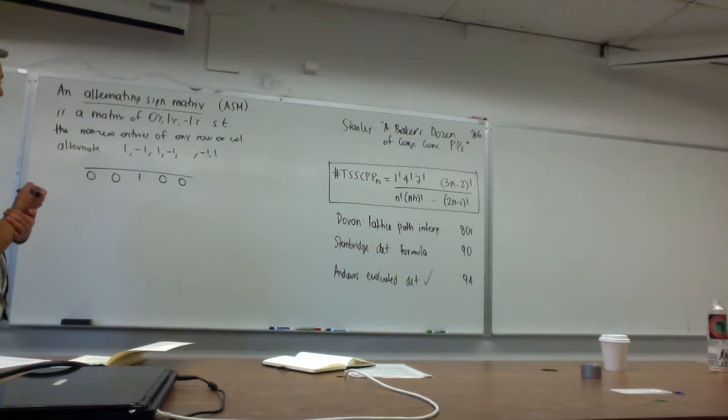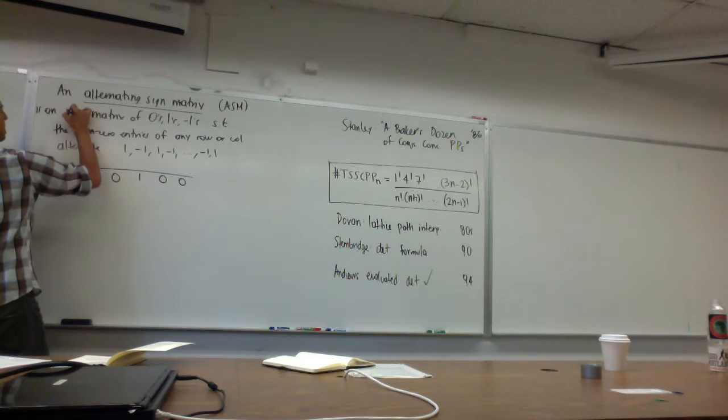I should have said it's a square matrix, an N by N matrix. It's going to be a 5 by 5 matrix.